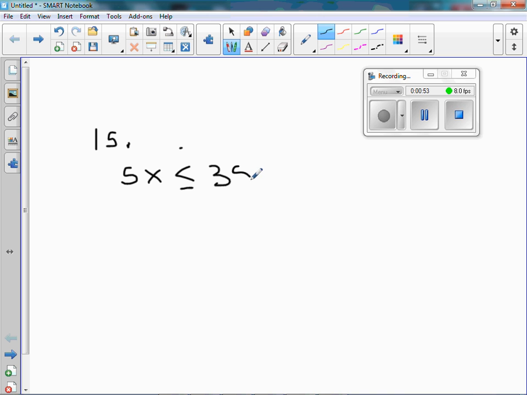So it's no more than 35. So it has to be less than 35, and it can still be 35. So that is the inequality for number 15. It also states to solve that inequality. So to solve this, you would simply divide both sides of the inequality by 5. x is less than or equal to 7.